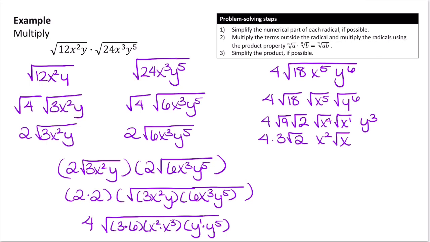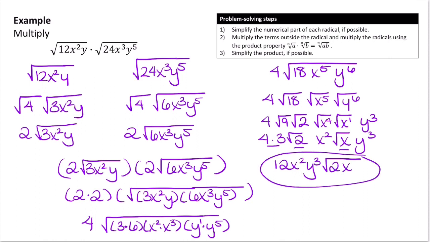I just do 6 divided by 2 because that's the index of our root, and so I get y cubed. So my y cubed is my last term. Okay, so now let's combine everything. Well, 4 times 3 gives me 12. And then the other terms I have on the outside are x squared and y cubed. And then I have the square root, and then everything under the square root is going to be 2 and x. So this is my fully simplified answer.